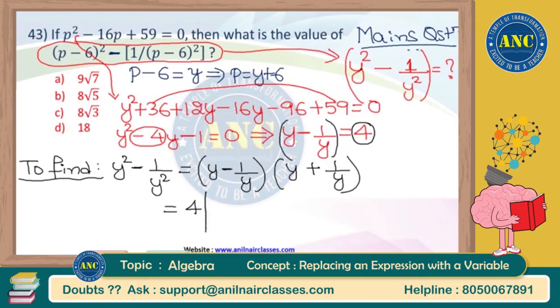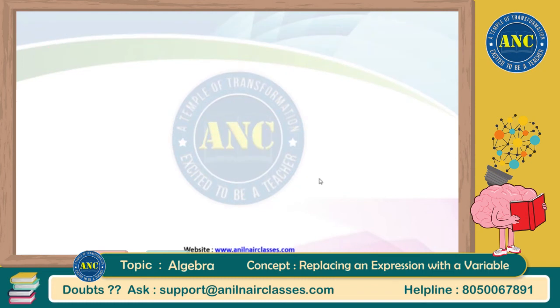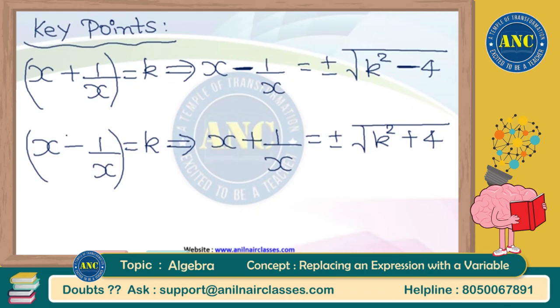Write down 4. Now we already know another key point. If we know y minus 1 by y value as some constant k, in this question that k value is 4. If y minus 1 by y value is known to us, we can easily find y plus 1 by y value. How? I already discussed these key points before the start of the problem. Y minus 1 by y value is known to us as 4. Y plus 1 by y value is plus or minus square root of k square plus 4.